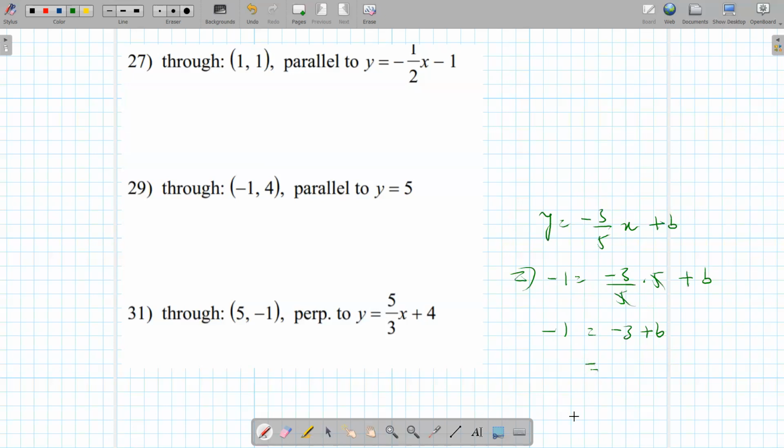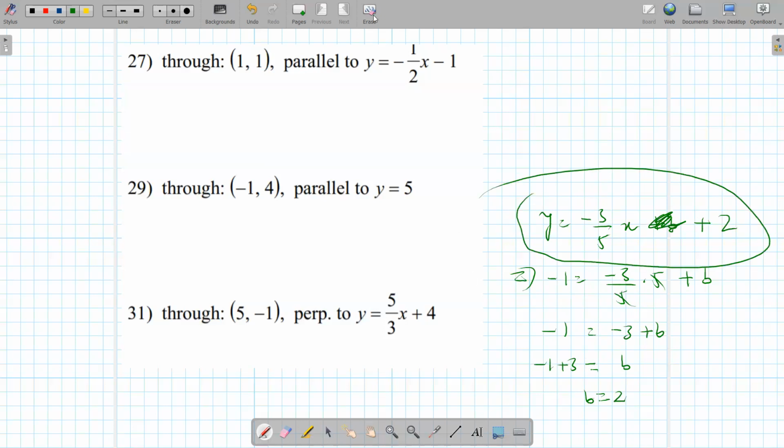What do we do on both sides? You add 3. Yes, so -1 plus 3, b is 2. So therefore our answer is -3/5x plus 2. Okay?